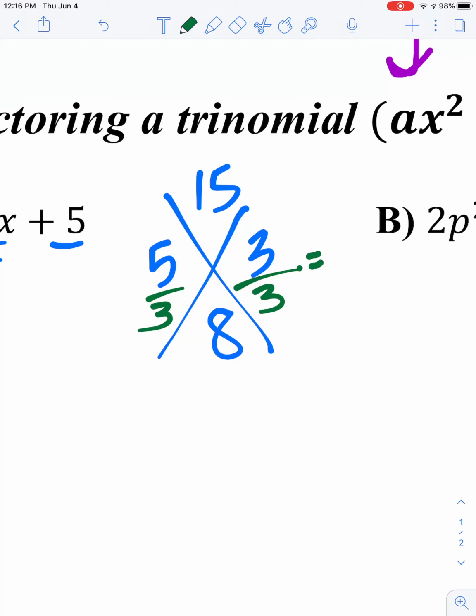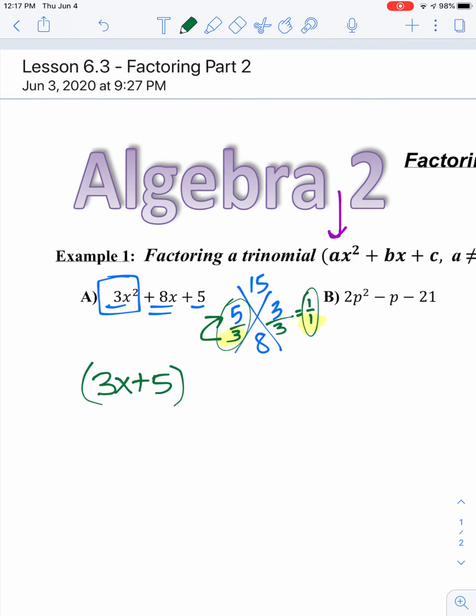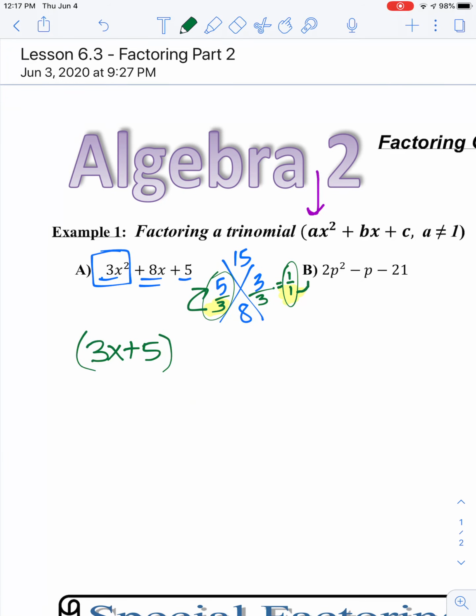So 5/3 cannot be reduced. We leave that how it is. 3 over 3 can reduce to 1 over 1. Now you have a numerator and a denominator of each fraction. You take the denominator, the number on the bottom, so I'm going to highlight that in each fraction. You multiply that number times x, and then you add the top number. Some teachers call this bottoms up. You take the bottom number times x plus the top number. So with a 1 over 1, I get 1x plus 1. And there's your answer.